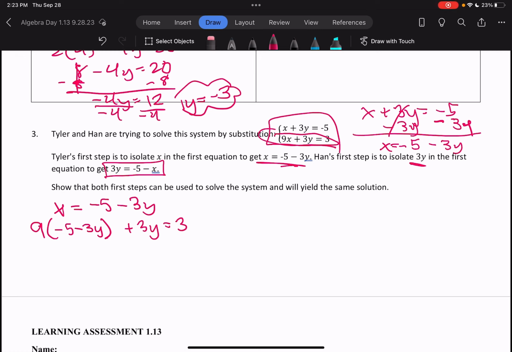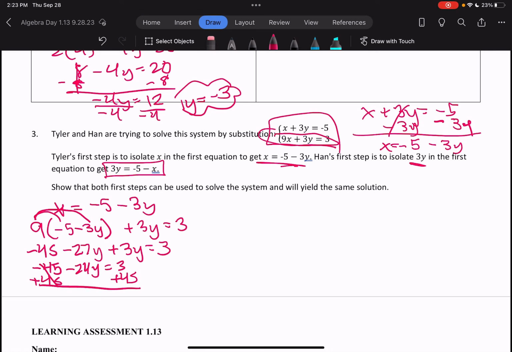Okay, so 9 times negative 5 is negative 45. 9 times negative 3y is negative 27y, plus 3y equals 3. So we're going to have negative 45 minus 24y equals 3. Add 45 to both sides. We get negative 24y equals 48. Y then equals negative 2, because if we divide both sides by negative 24, we'll get y equals negative 2 as our answer.